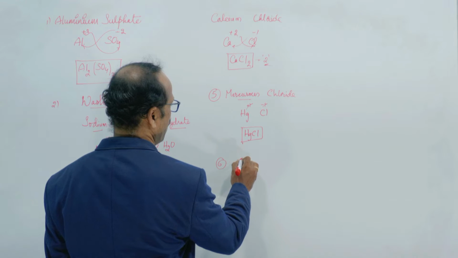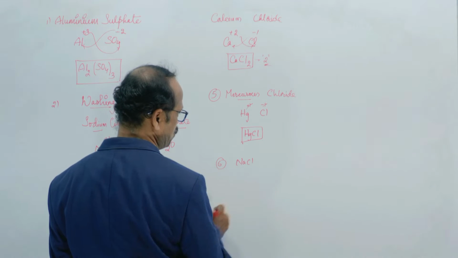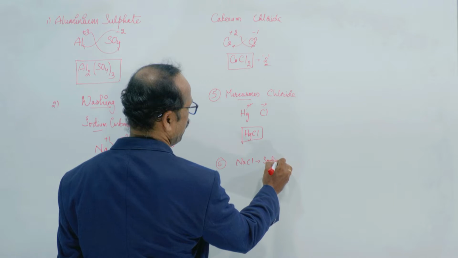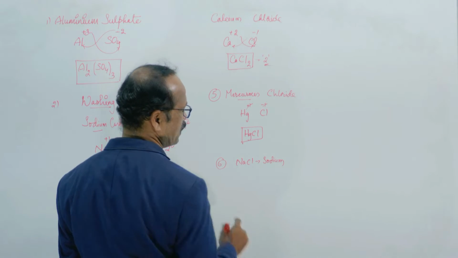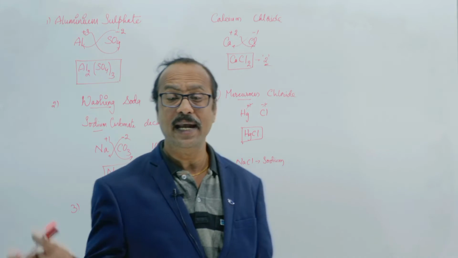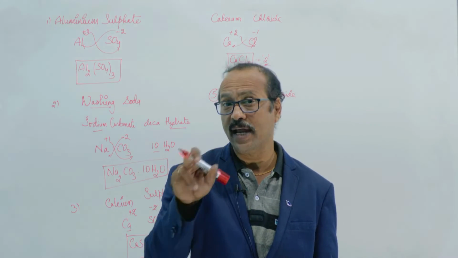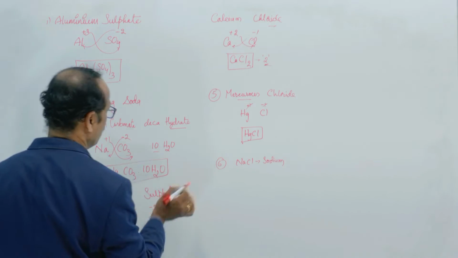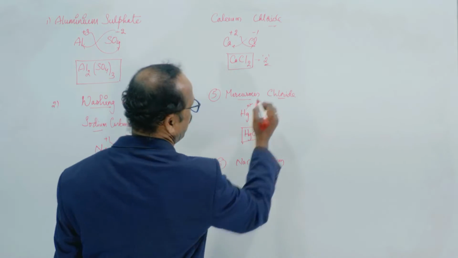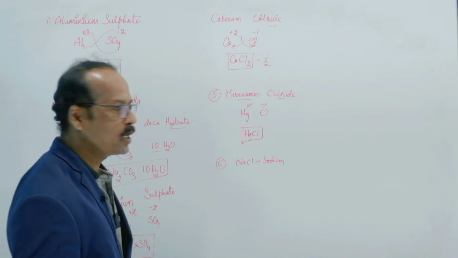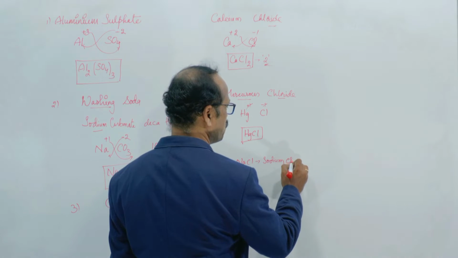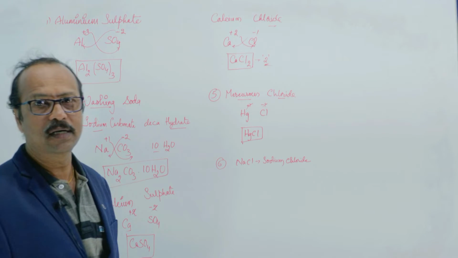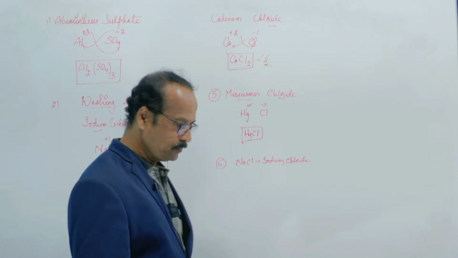NaCl is what? Na stands for sodium, and Cl stands for chlorine. But if it ends, then what do you say? Chloride. So you have to say chloride. Which ends with chlorine, what you need to say? Chloride. So the name of this one is sodium chloride. Clear? Very good.